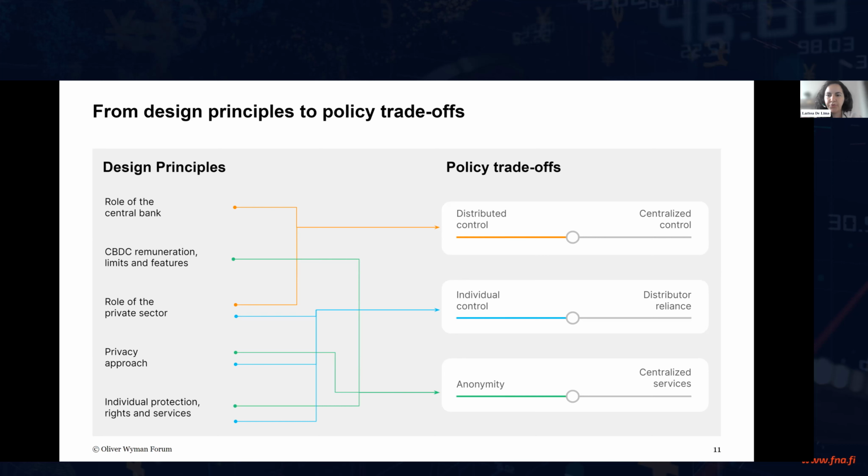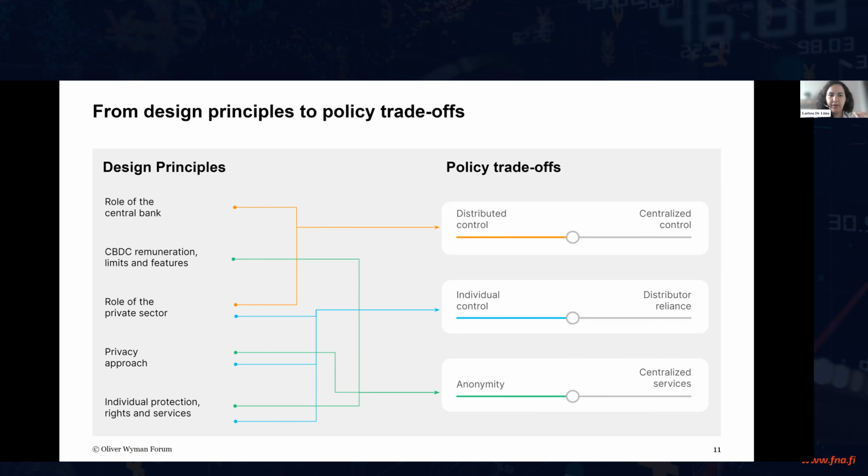So to talk through each one of them. First is around the level of central bank control. Should it be more centralized or distributed? This is about the extent to which the central bank wants to fully own operating the CBDC system, or share some of the operational burden and risk with a circle of trusted entities.